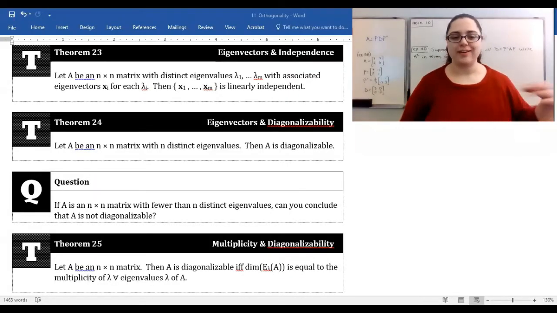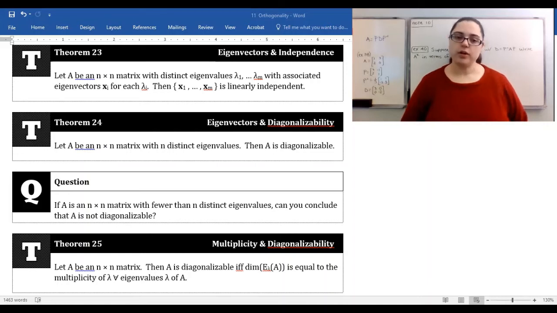Alrighty, so we're going to look at a few theorems and talk about what those mean for our diagonalizable matrices, and then we'll do a few examples of exploring these theorems. Theorem 23 says, if A is an n by n matrix with m distinct eigenvalues with associated eigenvectors, then the collection of eigenvectors is linearly independent, which is kind of neat. So in other words, if you have your collection of all your eigenvectors for a particular matrix, then you're going to have linearly independent eigenvectors.